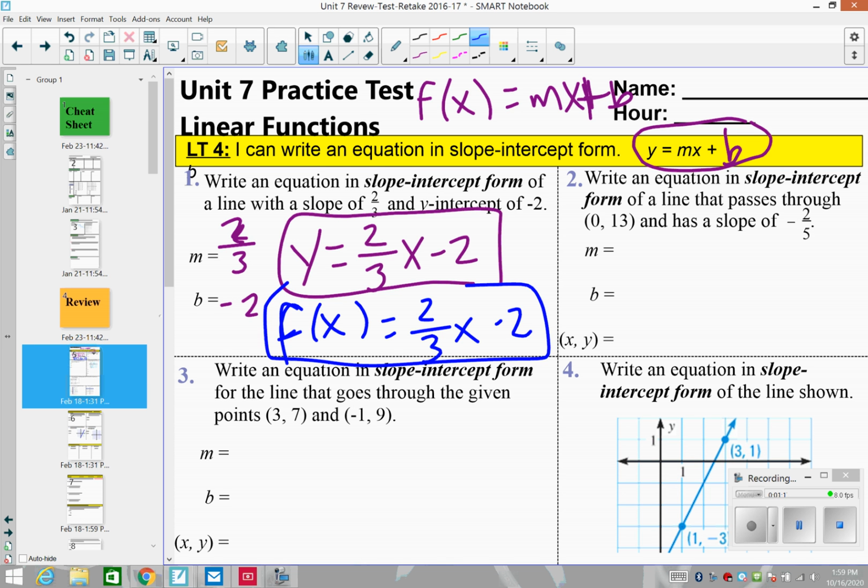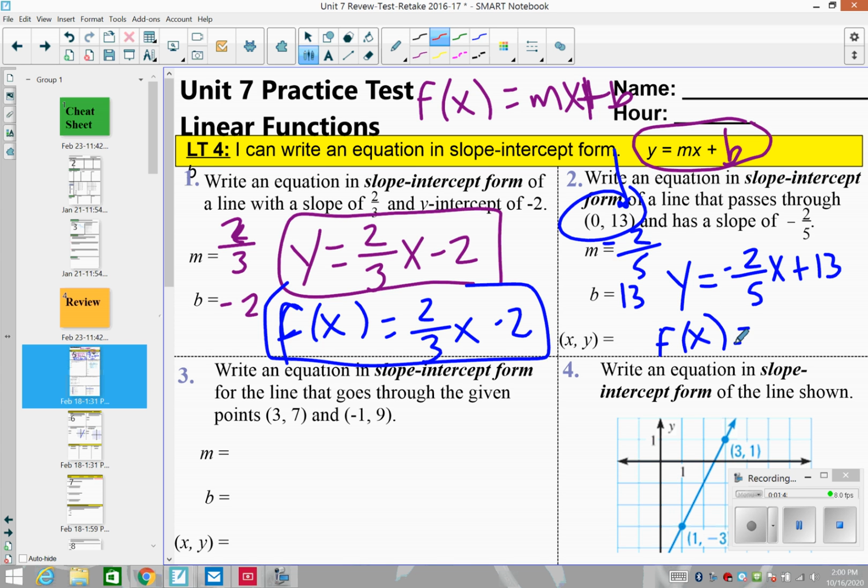Question 2, write an equation in slope-intercept form of a line that passes through the coordinate 0, 13. There's my b. It's the y value on the y-axis and has a slope of -2/5. So we have -2/5. We have a b of 13 because that was given to us. That was kind of a nice little gift that we got. Y equals -2/5 x plus 13. Now, if that were in function notation, it'd be f of x equals -2/5 x plus 13. So final, one of those in that box.